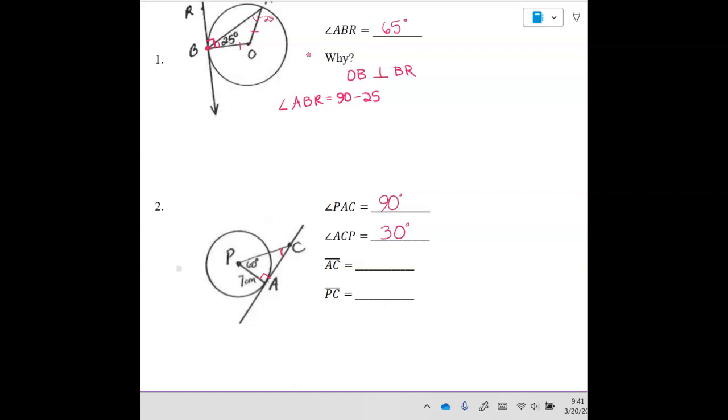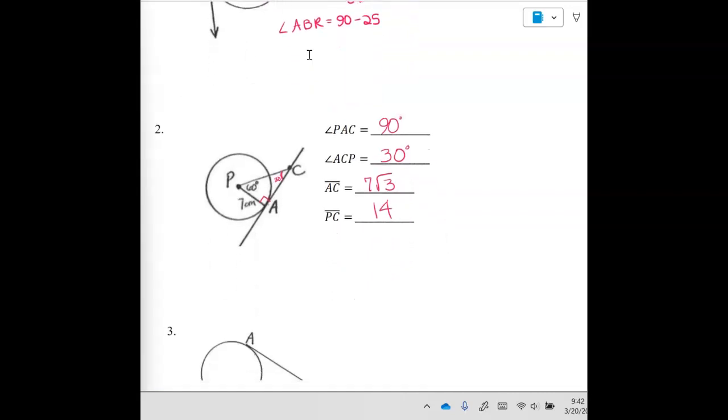And then they want us to find the length of AC. Now, because this is a 30-60-90 triangle, that makes AP our shorter leg. And so our longer leg here is just going to be that shorter leg times the square root of 3. So it's just going to be 7 radical 3. And then PC is our hypotenuse in this right triangle, which is just going to be twice the shorter leg, or 2 times 7, which gives you 14.